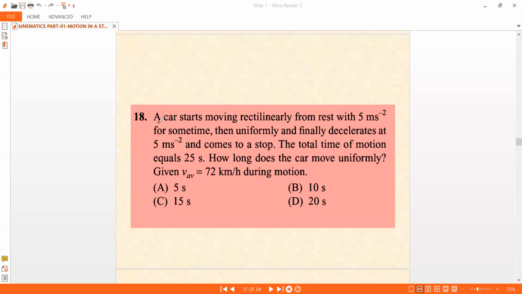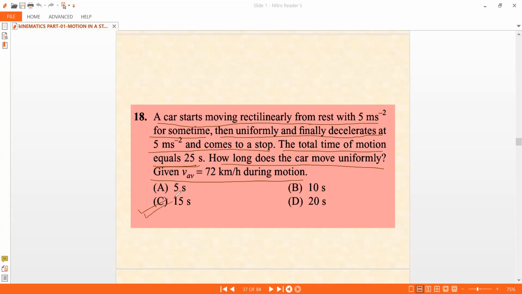So, this is a question. A car starts moving rectilinearly, that is in a straight line motion, from rest with 5 meters second power minus 2 for some time. That means this is the acceleration with which it is moving. Then it moves uniformly and finally decelerates at 5 meters second power minus 2 and comes to a stop. The total time of motion is 25 seconds. How long does the car move uniformly, given the average velocity is 72 kmph during the motion?